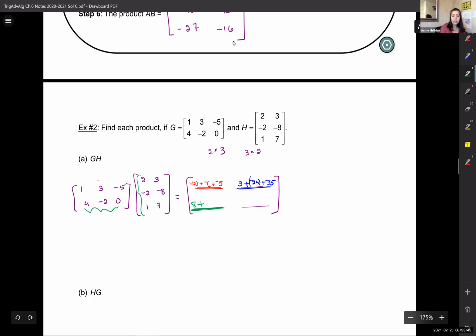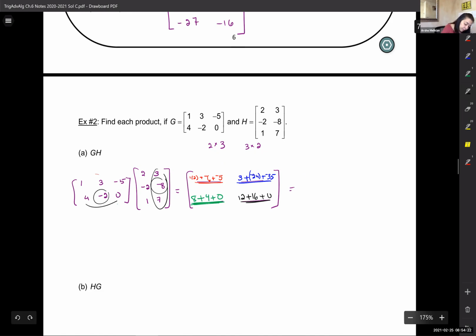And then plus 2, Sam, times negative 2. Negative 2 times negative 2, so that's 4. Sam, any ideas for the last one? Wouldn't it just be 0? Absolutely. Lastly, I have this last one, row 2, column 2. So I get 4 times 3, 12, plus negative 2 times negative 8, 16, plus 0. So finally, adding them all up, I get negative 9.